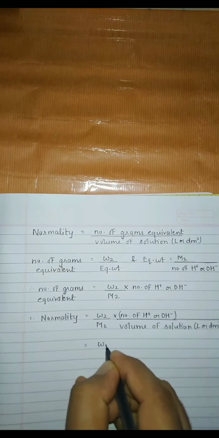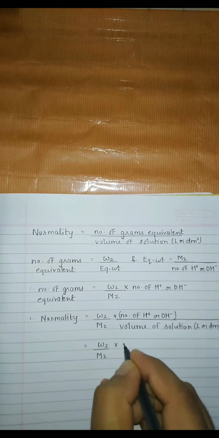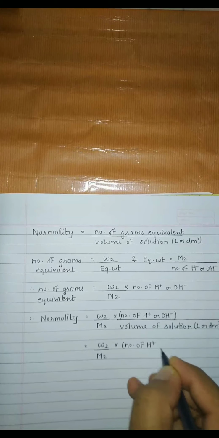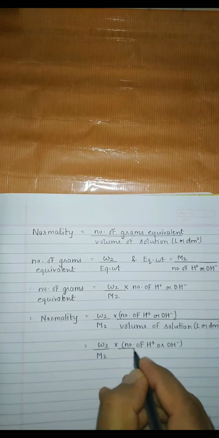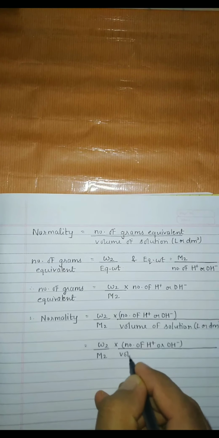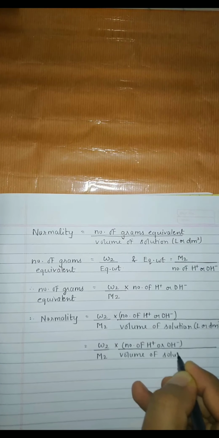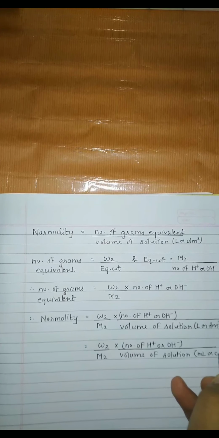This can also be written as given mass W2 upon molar mass M2 multiplied by number of H+ or OH− ions upon volume of solution. Now this volume I am going to take in milliliters, ml or in cm³. So in the numerator I have to multiply by 1000.